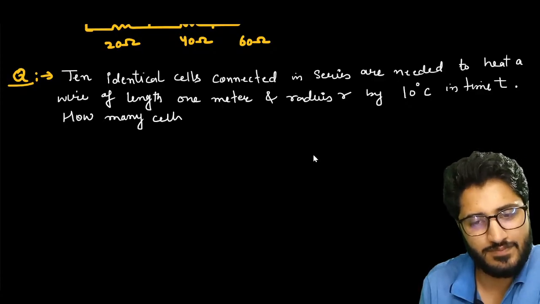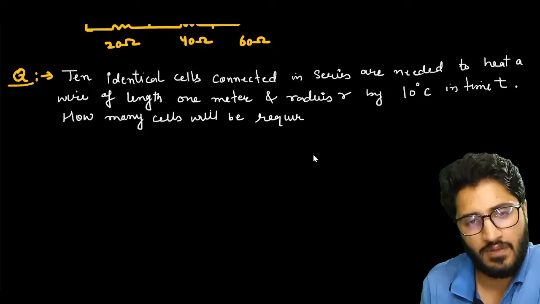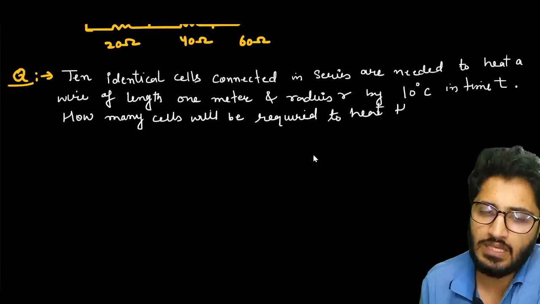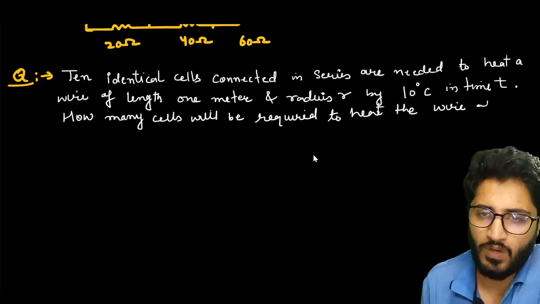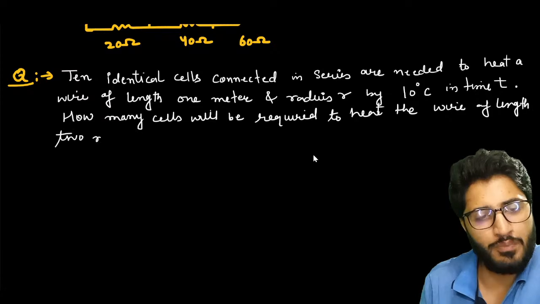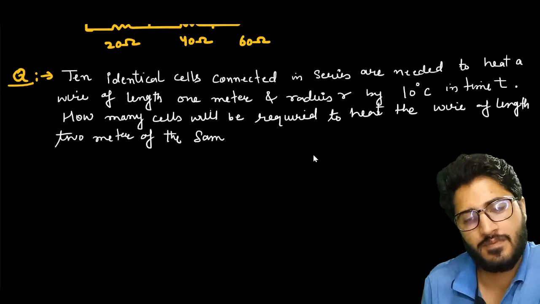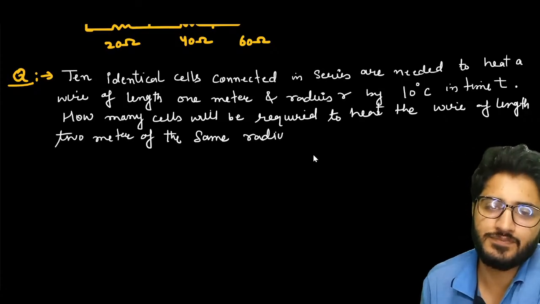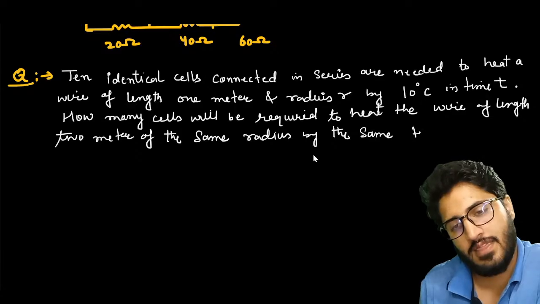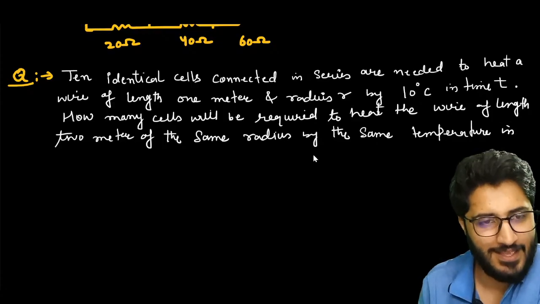How many cells will be required to heat a wire of length 2 meter of the same radius by the same temperature in time t?